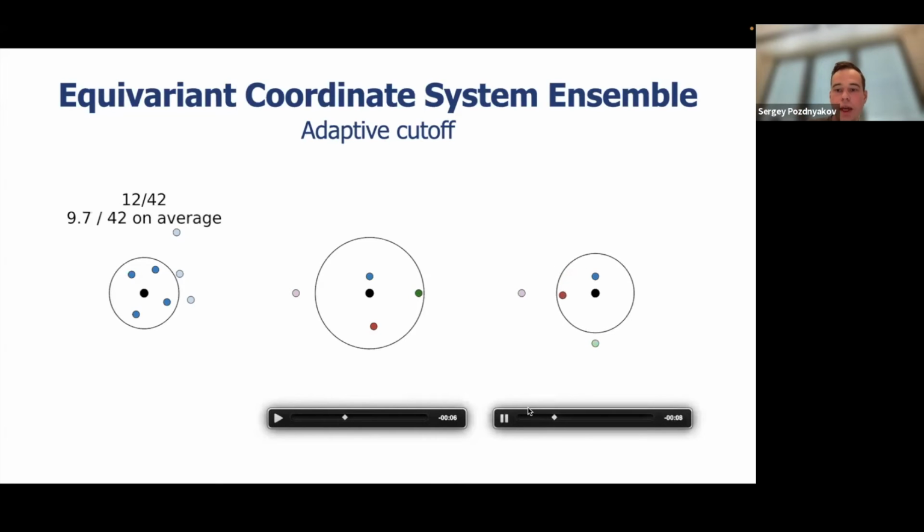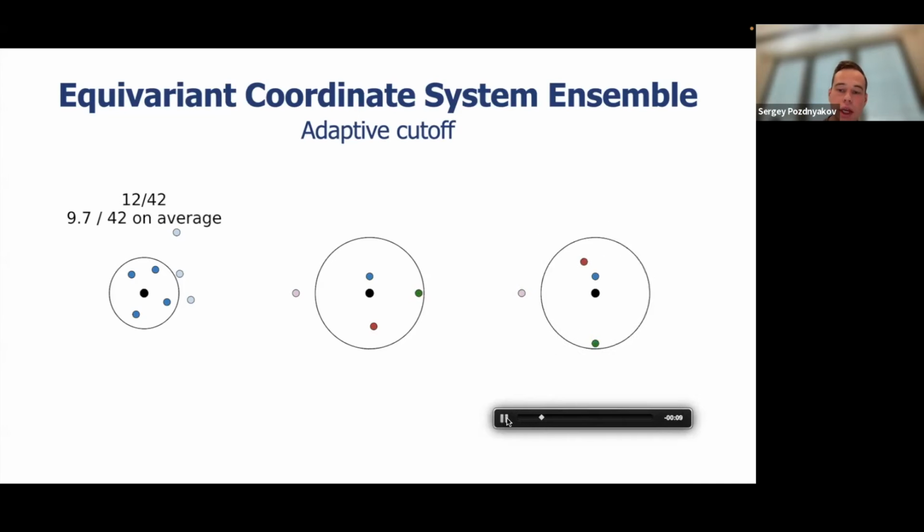The final animation here illustrates a more complicated corner case, the situation when the 3 closest neighbors become collinear. In this case, our adaptive cutoff becomes large enough to encompass the 4th neighbor. In general, this holds for any k: if the k closest neighbors are collinear, our adaptive cutoff will become large enough to encompass the k plus 1.